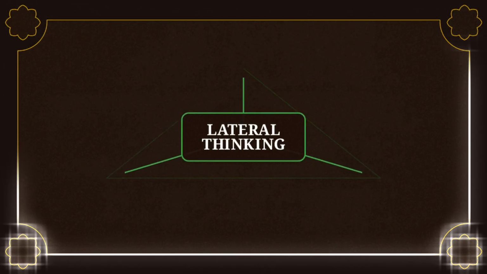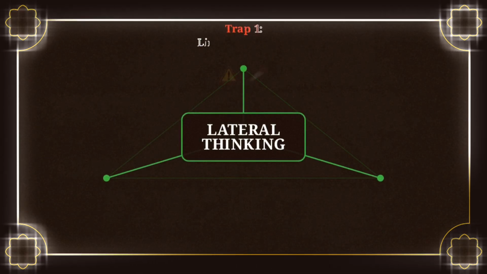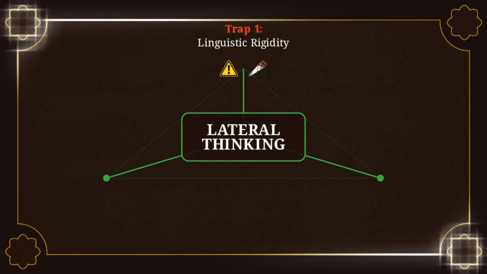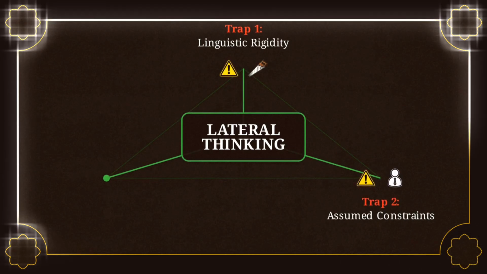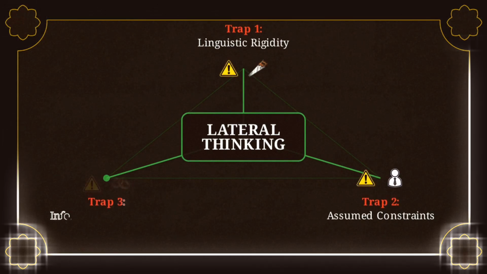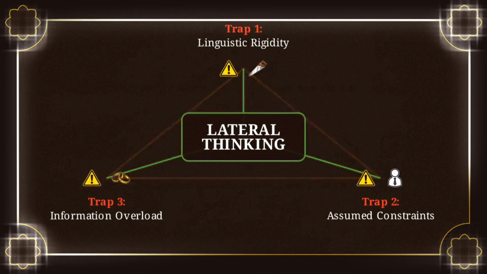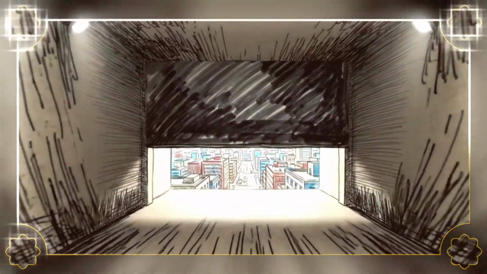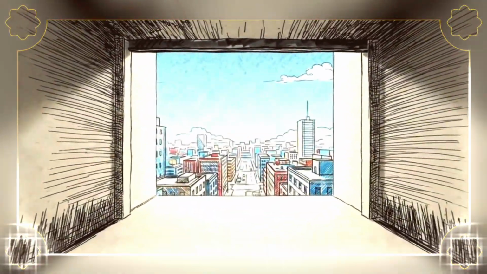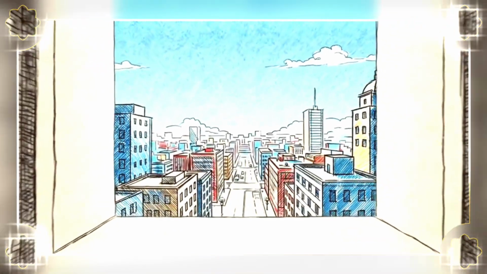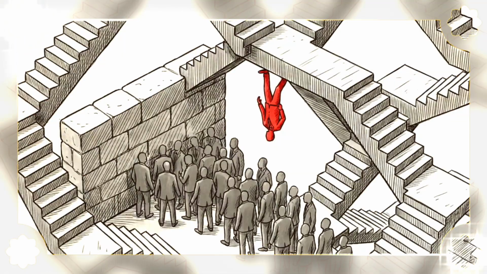When we step back and look at these puzzles, a clear pattern emerges. Success requires consciously overcoming linguistic rigidity, strictly auditing any assumed constraints, and filtering out massive waves of information overload. Regularly navigating these puzzles prepares the mind to pivot during high-stakes, unpredictable situations in everyday life. Mastering lateral thinking allows you to identify paths that remain invisible to those following a strictly literal set of rules.